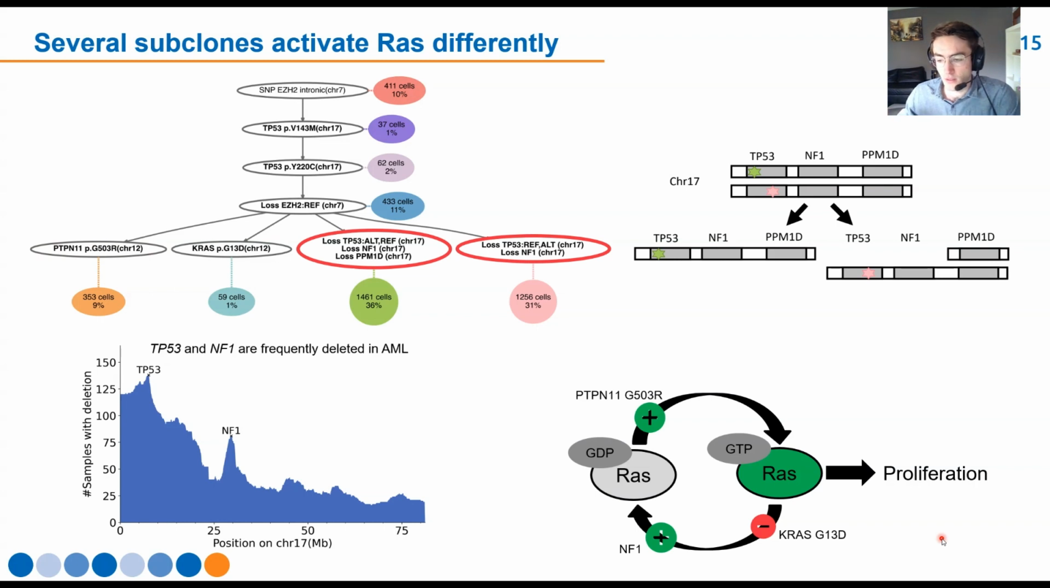Usually NF1 makes RAS switch from the active to the inactive state. But here, the loss of NF1 makes it more likely for RAS to remain in the active state. So in this sample, we have 4 different subclones which all activated the RAS pathway by a different mechanism. And again, this shows the importance of our method because this can only be detected if you look both at SNVs and copy number alterations.